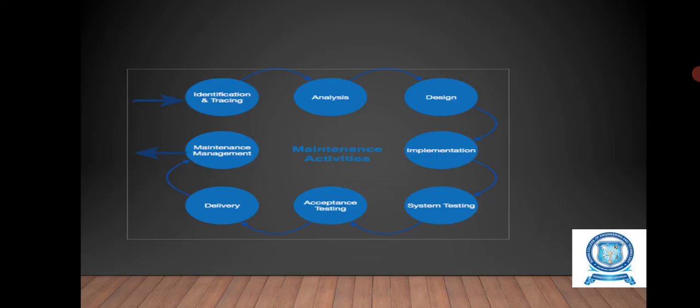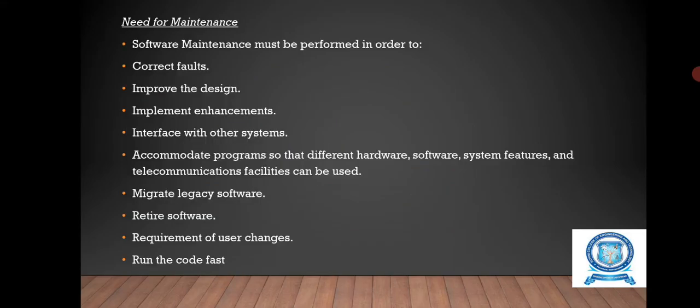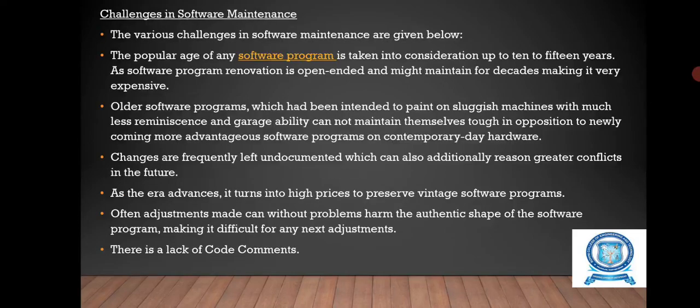So this is a diagram which shows the maintenance activities, which has identification and tracing, analysis, design, implementation, system testing, acceptance testing, delivery, and then maintenance management. Need for maintenance. Software maintenance must be performed in order to correct the faults, improve the design, implement enhancements, interface with other systems, and accommodate programs so that different hardware, software, system features, and telecommunications facilities can be used. Migrate legacy software, retire software, requirement of user changes, run the code fast.